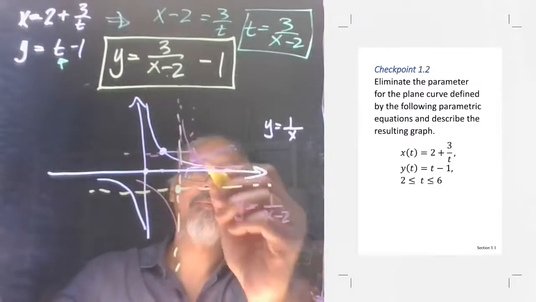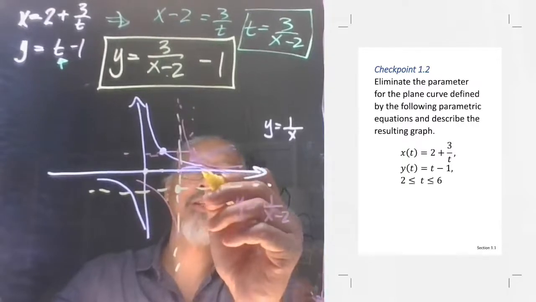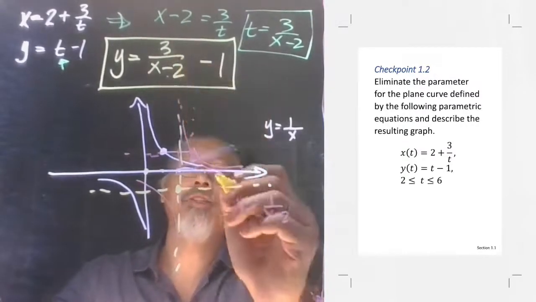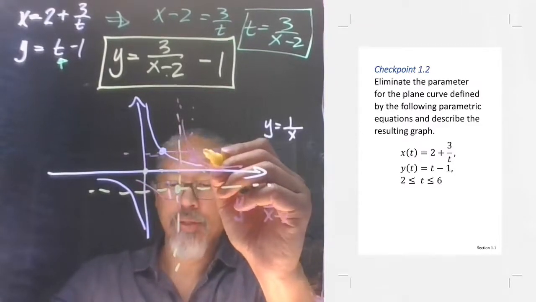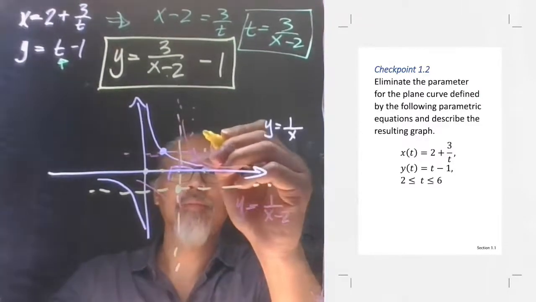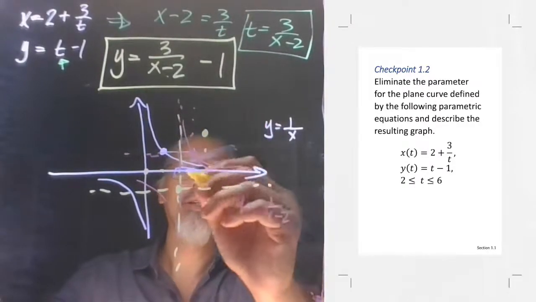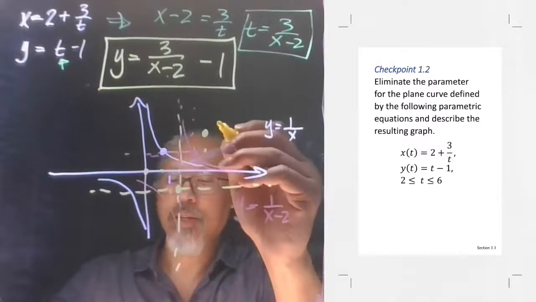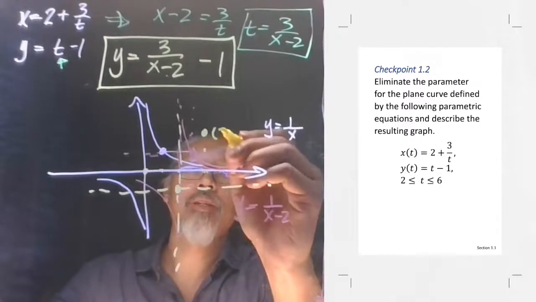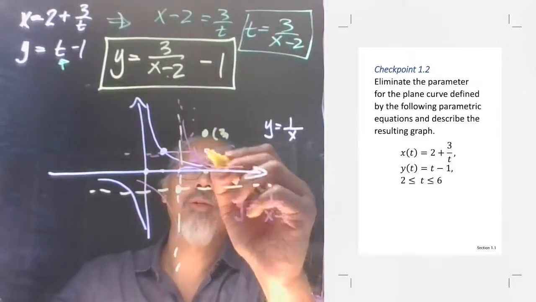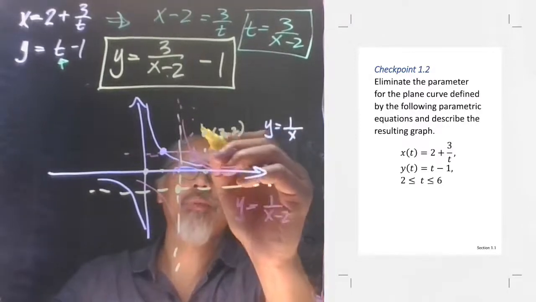Normally it would be crossing at this point, but it got stretched 3 units up. So 1, 2, 3. At this point, instead of crossing here at (1, 1), it'll cross here, so this is 1, 2, 3, and 1, 2, 3, 2. So it'll cross there, and it'll have asymptotes here.